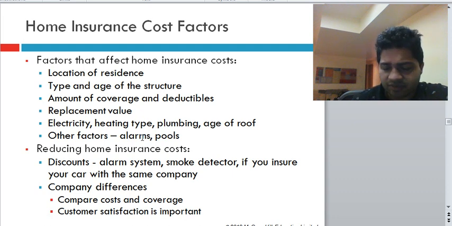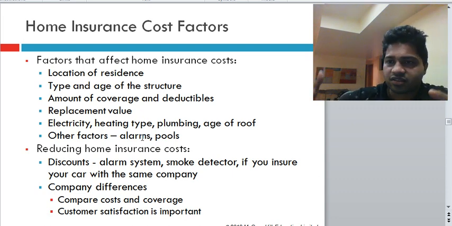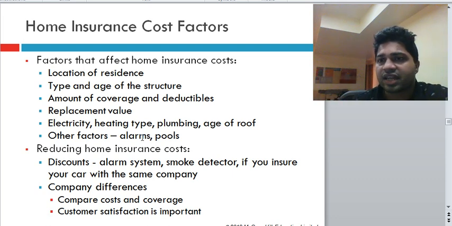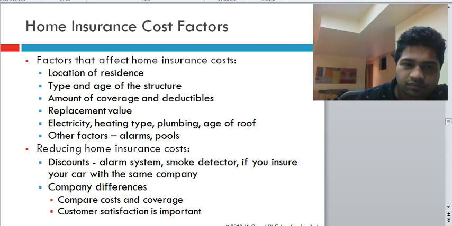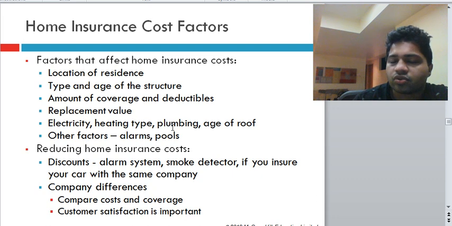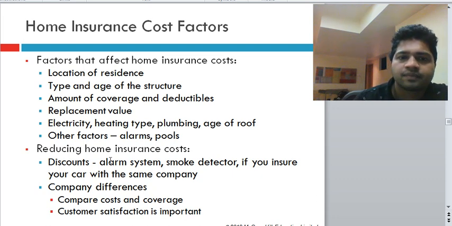I'll give you one specific example. There is a new rage about tiny houses. Tiny houses or mobile houses are built outside, then transferred to the place, and connected to heating, electricity, etc. These tiny houses have very high rates of insurance because the possibility of damage is quite high. If you install alarms or pools, the cost of insurance goes down because in case of fire, it is much safer.